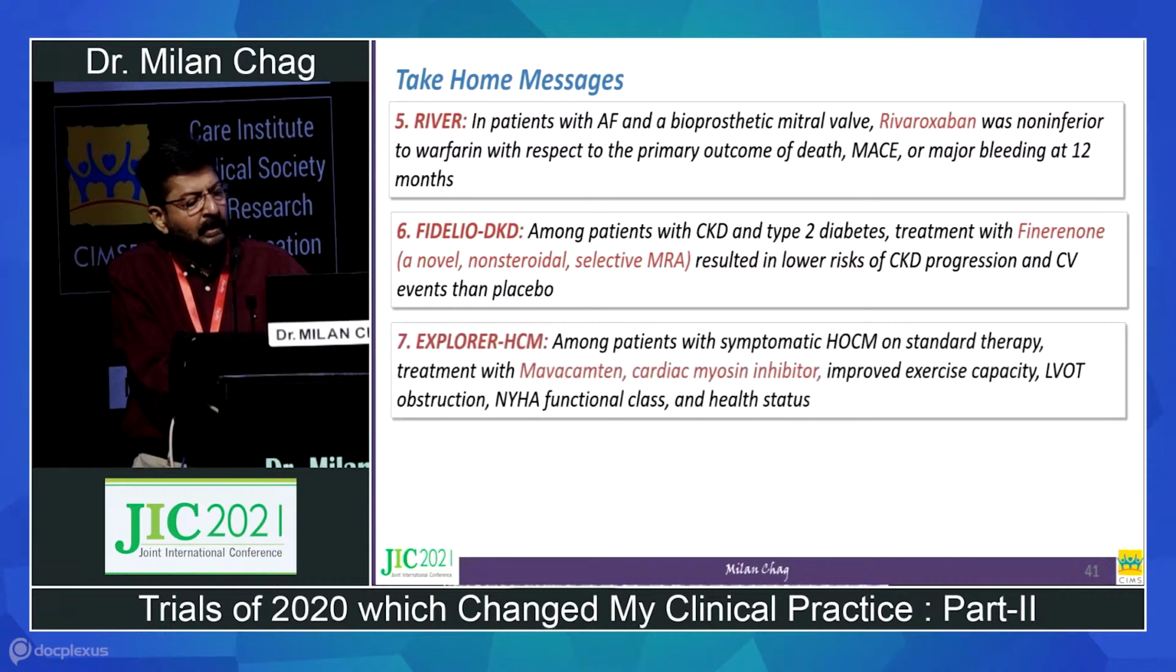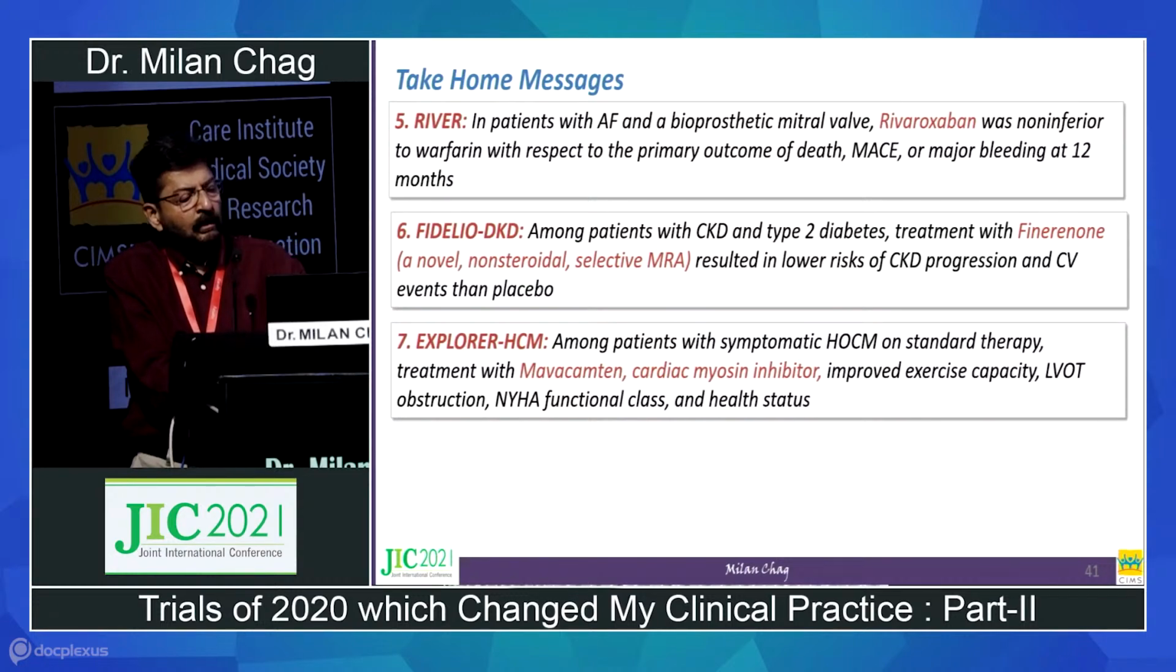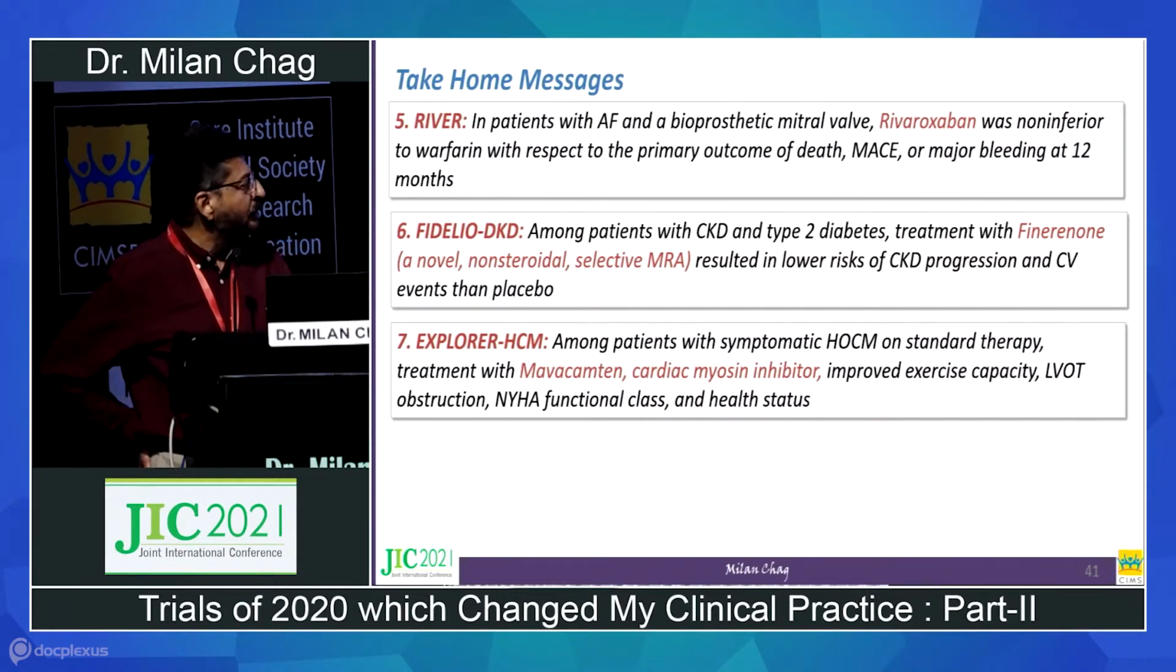event. And the last trial, EXPLORER-HCM: mavacamten is a new molecule, a cardiac myosin inhibitor. If you give it in patients with HCM, apart from beta blocker or calcium channel blocker, additionally you reduce LVOT obstruction, NYHA functional class and health status. In the long run, whether it reduces mortality or not, we don't know. New trials will say. Thank you.